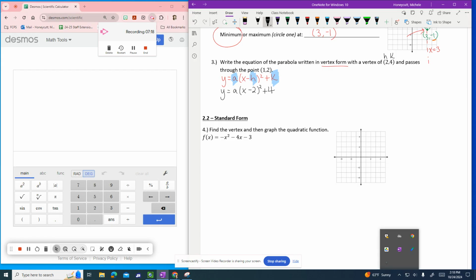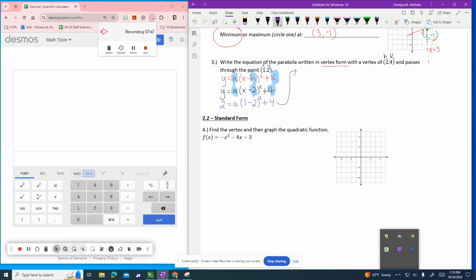So now I'm almost finished because I substituted a number in for h, I substituted a number in for k, but I still need to find out what a is. This other point is going to help us figure out what the a coefficient is. Substitute 1 in for x, 2 in for y. So we have 2 equals a times (1 minus 2) squared plus 4. And now we have an equation that we can solve.